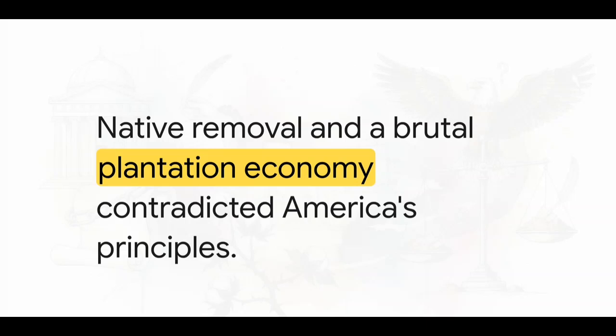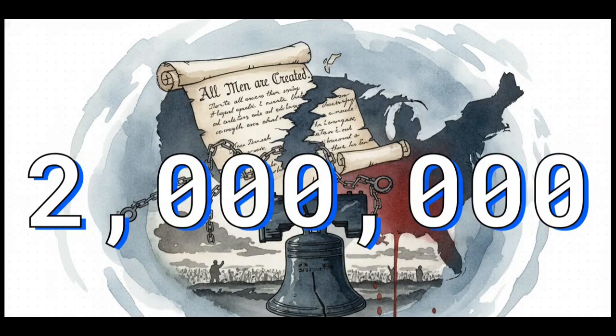Through policies like the Indian Removal Act of the 1830s, the government forced the violent relocation of Native American tribes. Simultaneously, the nation grew a booming cotton economy in the Deep South that was entirely, brutally dependent on human bondage. The hypocrisy of this expansion was staggering. By 1830, there were over 2 million enslaved people in the United States.